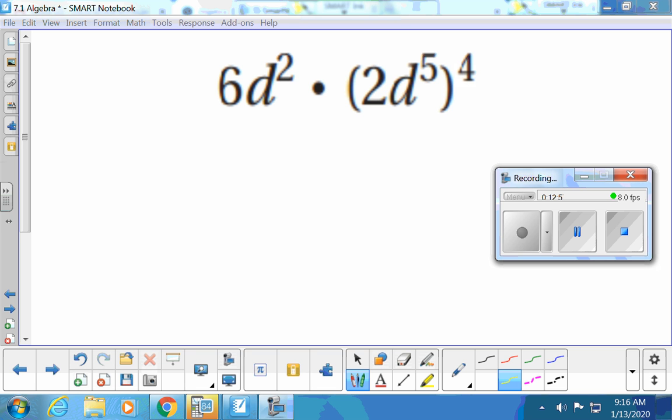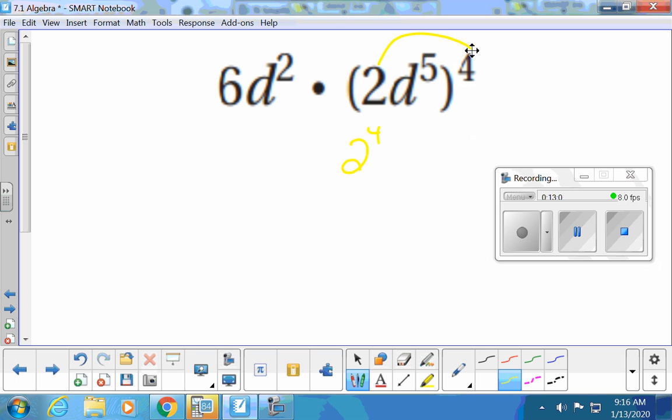I would deal with my parentheses first. So I would take this 4, do it to the 4th, apply it to the 2. So I'm going to calculate out 2 to the 4th. 2 times 2 times 2 times 2. You can do that in your head. It's 16. Then I would multiply the 5 and 4 together. That's going to be d to the 20th.